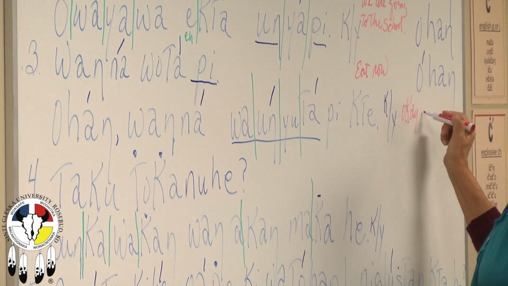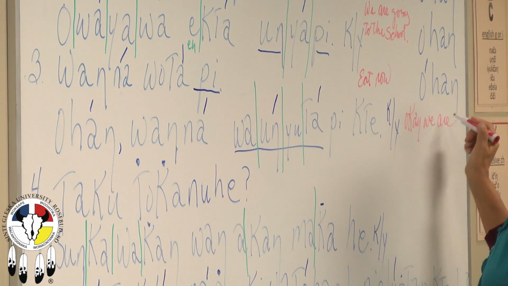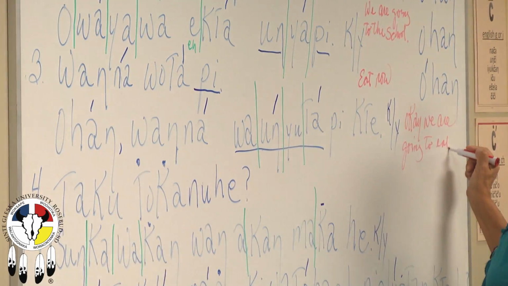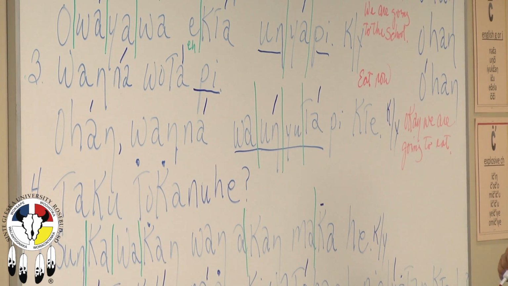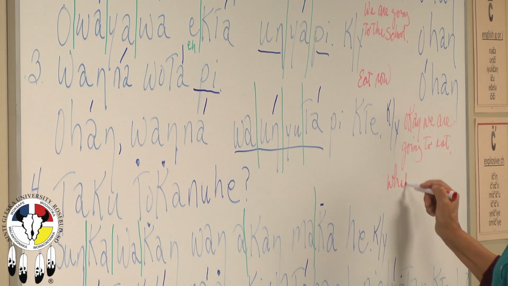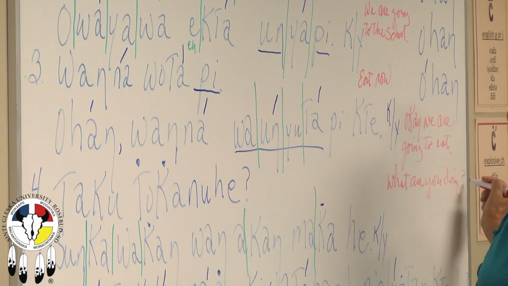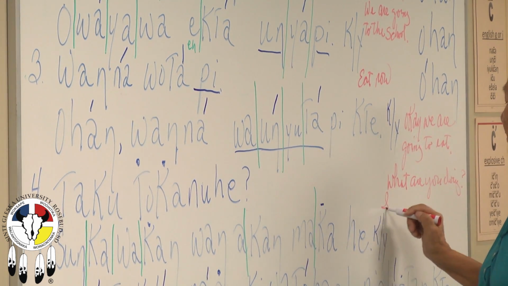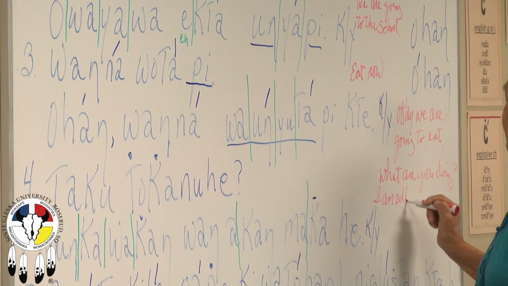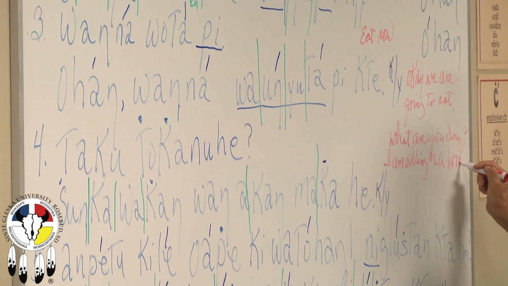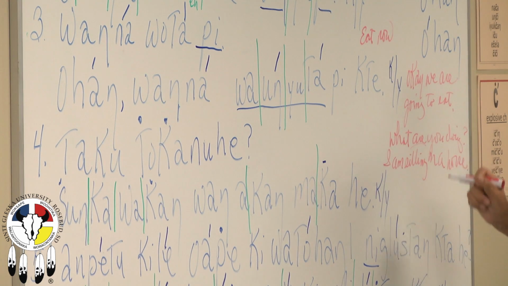Okay. We are going to eat. Okay. What are you doing? I am sitting on a horse. This is a good example of that syntax. The subject comes first.